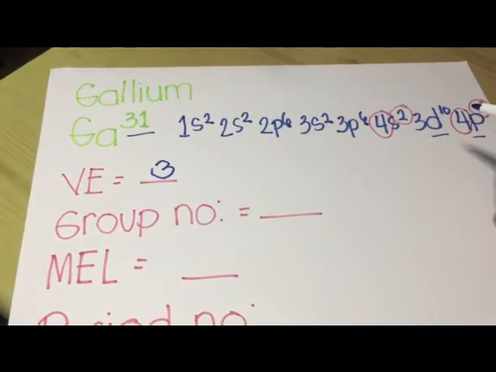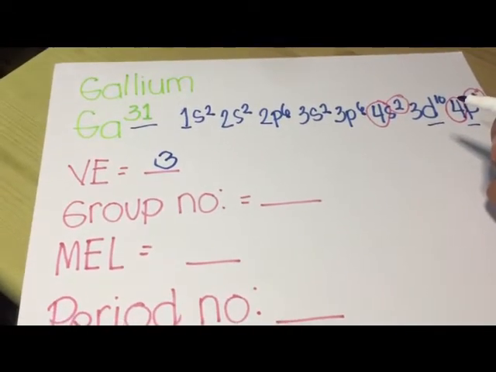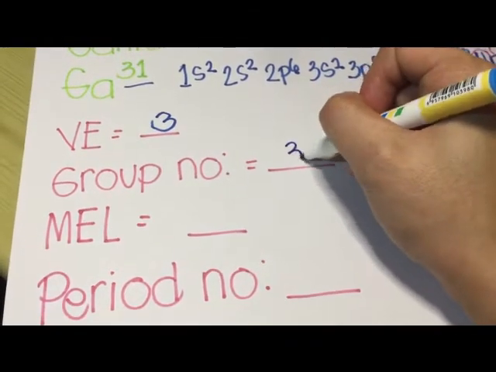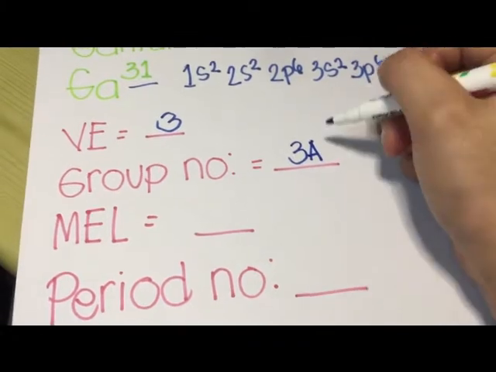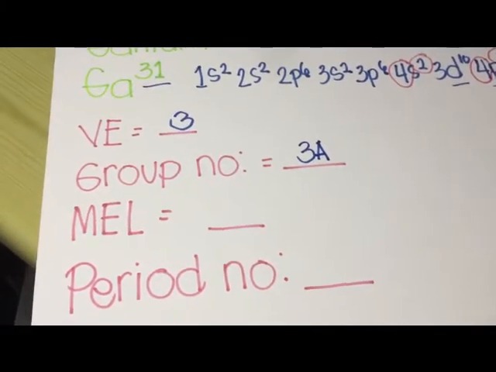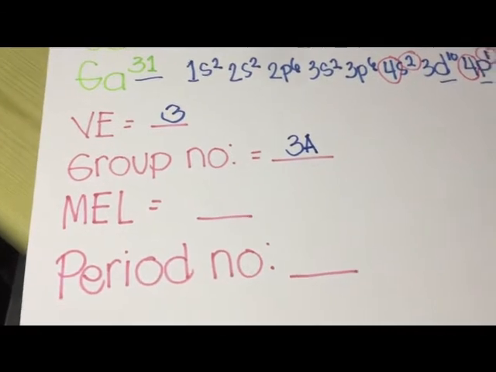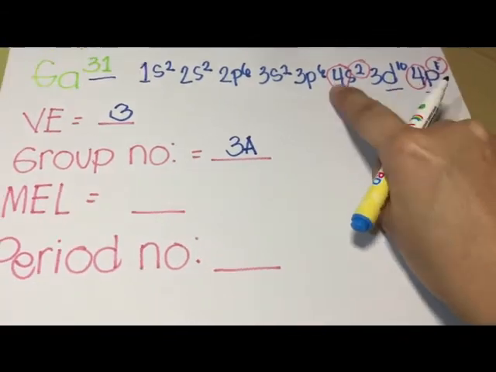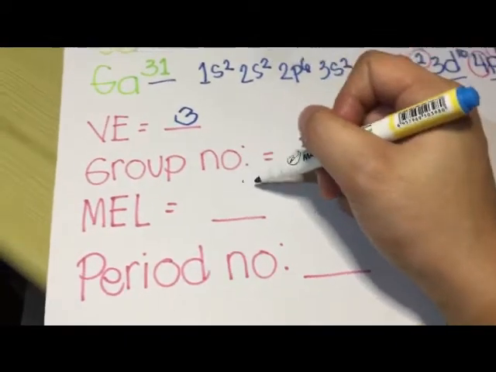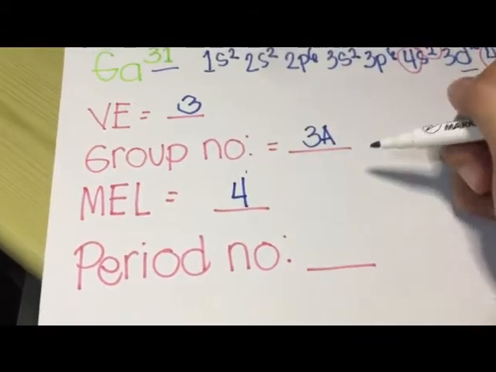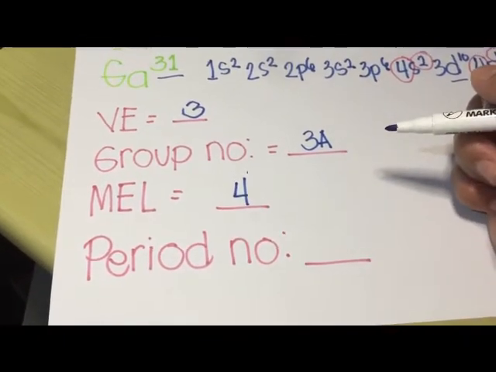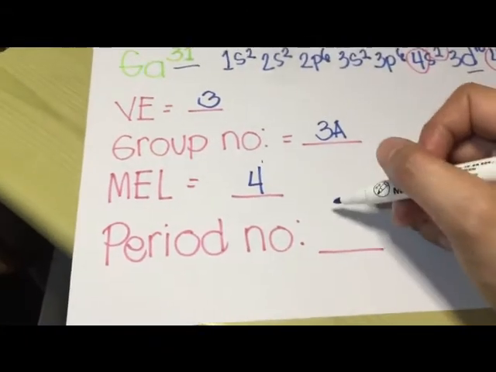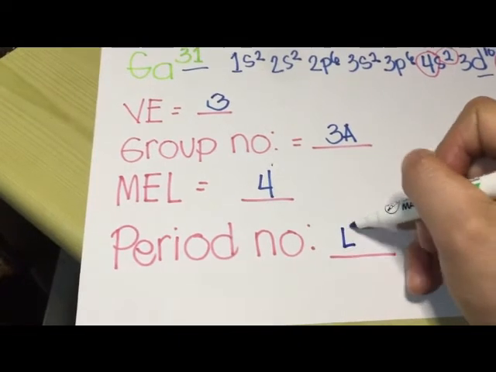Group number, again, I said earlier that valence electron is equal to the group number. So, the group number of this is 3, 3A. It belongs to group A. Later we will check. Now, main energy level or MEL, what is the highest energy level there? We have 4. So, 4 is the highest energy level. Again, main energy level and period number are equal to each other. So that means its period number is also 4.